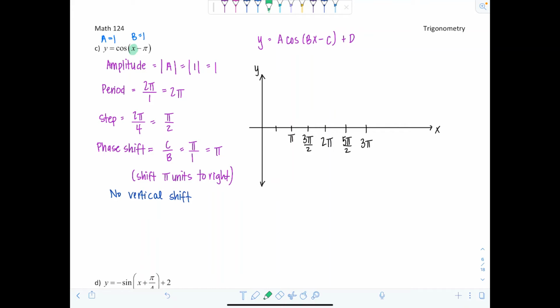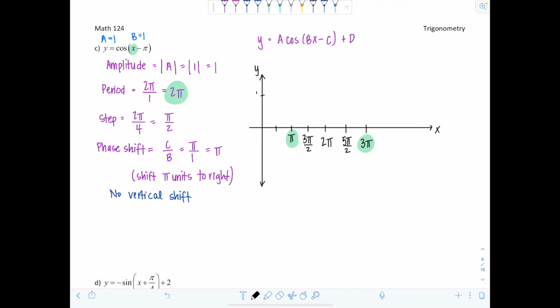Now to double check that you set the points up correctly, look at your first key point, pi, and the last one, which is 3 pi. The difference between those two should be 1 period. And it is, right? 3 pi minus pi, that gives us 2 pi. Good.